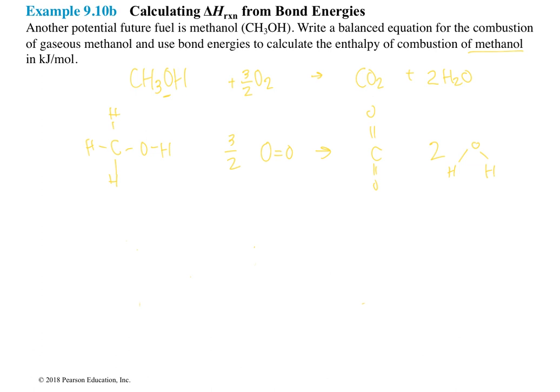Okay, so here we go again. We're going to count up our bonds. So I have 1, 2, 3 carbon-hydrogen bonds. I have 1 carbon-oxygen single bond. And I have 1 oxygen-hydrogen bond. I also have 3 halves of an oxygen-oxygen double bond to break.